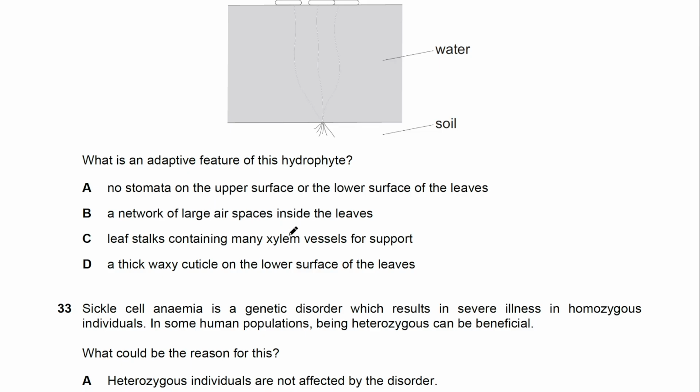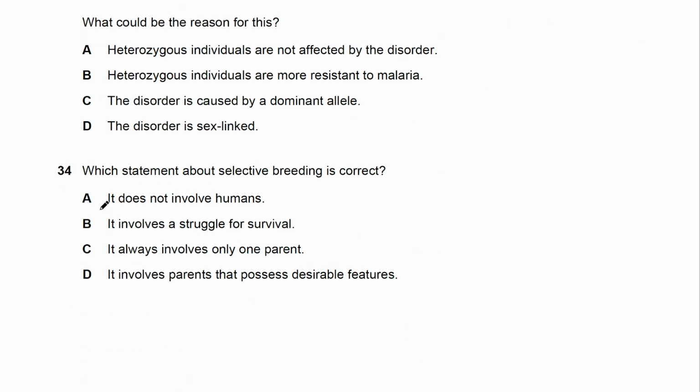Leaf stalks containing many xylem vessels for support. Why do we need xylem? It's for water, and it's already inside the water. D, a thick waxy cuticle on the lower surface of the leaves. Cuticle, it's to prevent or minimize transpiration, the evaporation of water, and the lower side is already inside the water, so D is also wrong. That means the right answer here is what? It is B.